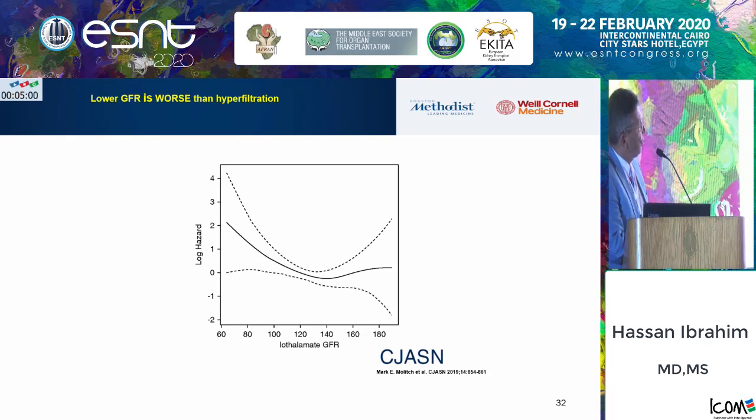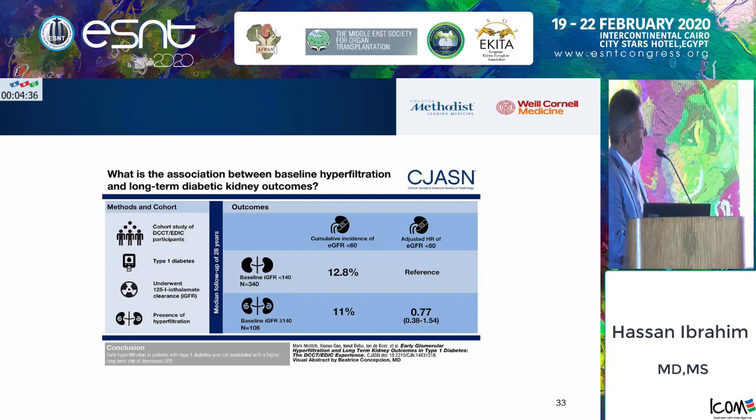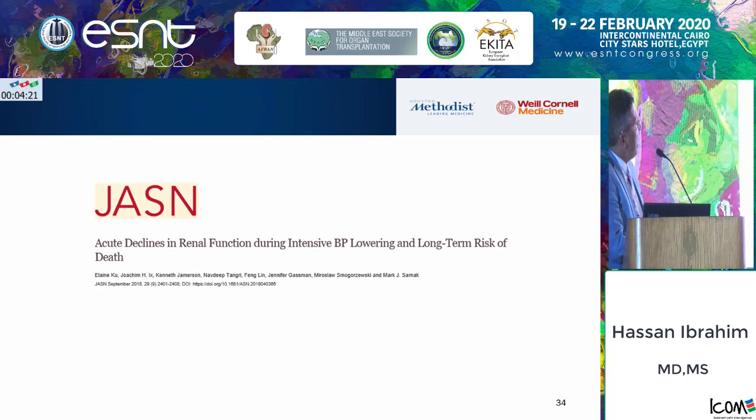Look at this slide. This shows the hazard of developing kidney failure at levels of GFR. When your GFR is 180 or 160, you almost have no risk of kidney disease. But when your GFR gets down to the 80s and 100, that's when your kidney disease risk goes up. So I think it certainly challenges hyperfiltration, and we need to think about it. This is the same study showing that if your GFR is less than 140 versus 140 or more, your risk of getting to GFR less than 60 was similar, at 12.8% and 11%.